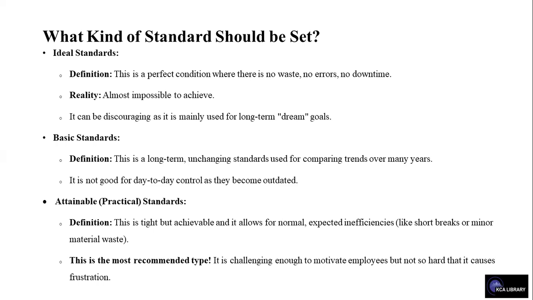The last one is the attainable standard, which is the practical standard. It is tight but achievable, and it allows for normal expected inefficiencies like short breaks or minor material waste. This is the most recommended type, as it is challenging enough to motivate employees, but not so hard that it causes frustration.